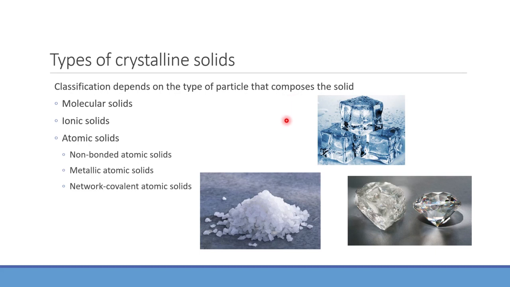So we could have a molecular solid like ice made up of water molecules. We could have an ionic solid like sodium chloride made up of sodium and chloride ions, or an atomic solid made up of single atoms. So diamond is a good example, or graphite.